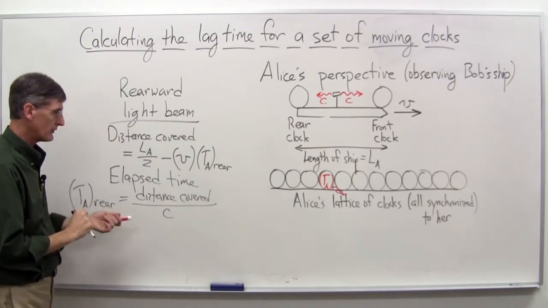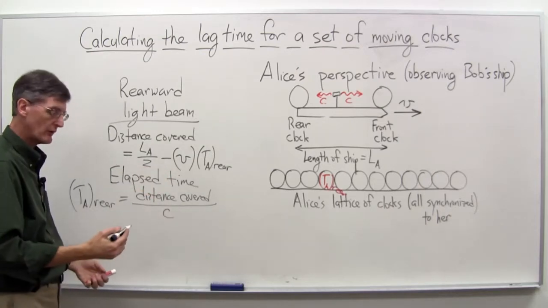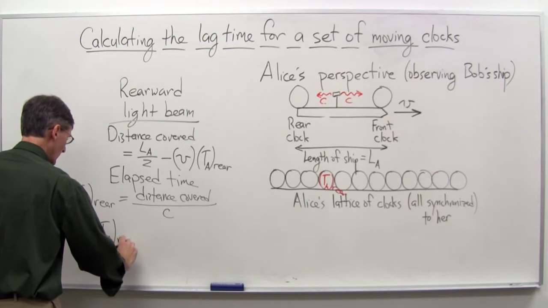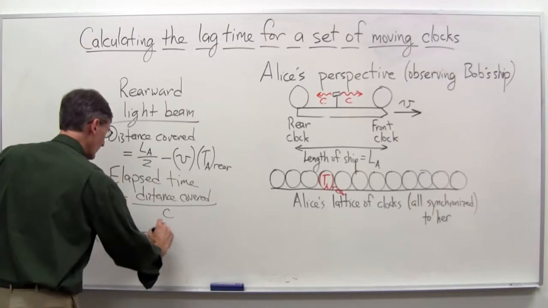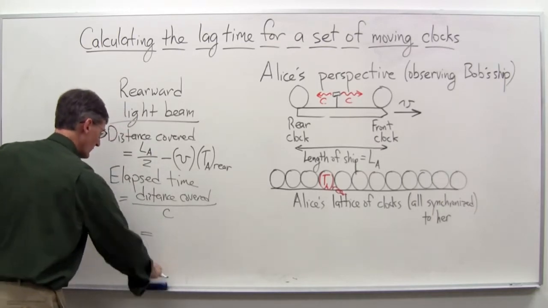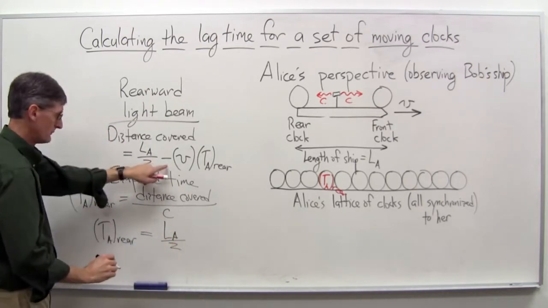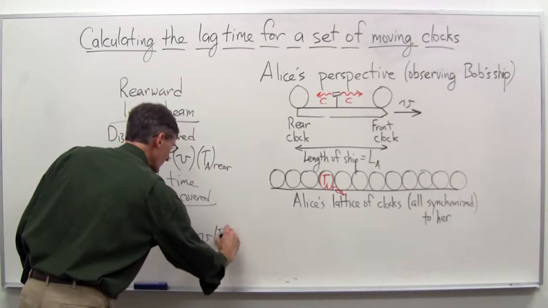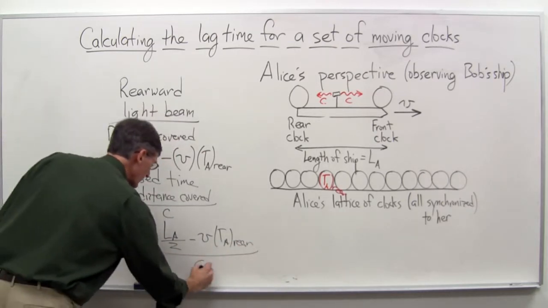light. Well, what's the distance covered? Distance covered is simply this. So here's what we get, an equation that says this. We say TA, the value on Alice's clock, is this distance covered here. So it's L sub A. I'll write this a little bit bigger here. LA over 2 minus V times T sub A rear, all over C.